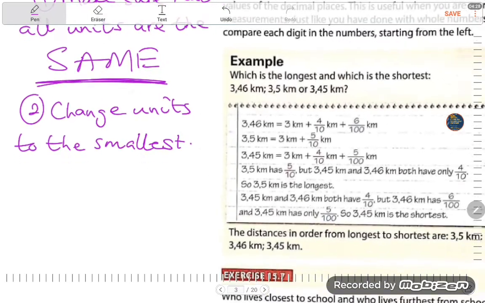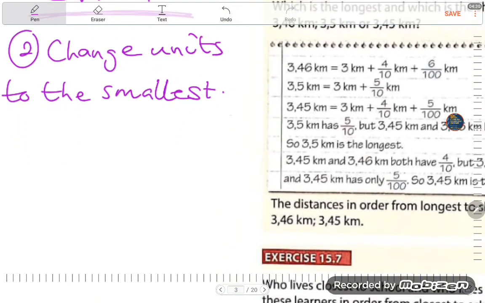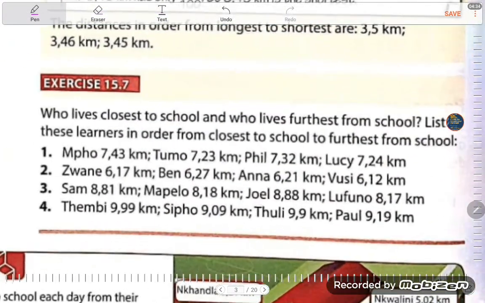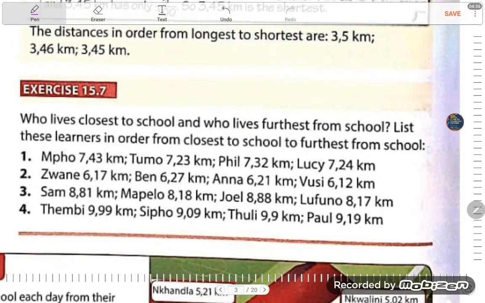And then when you now compare them, my advice will be to write them one on top of the other. Let's take an example of a question. It says who lives closest to school and who lives furthest from school. In this case, closest means it's supposed to be the least distance, and who lives the furthest means it's supposed to have the most distance. So order the learners from closest to school to furthest from school.